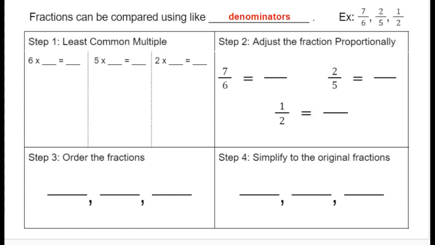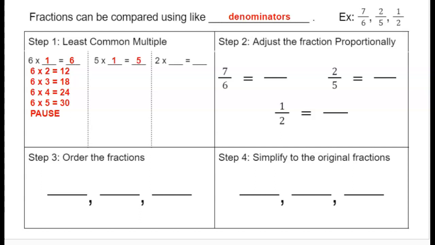We'll start with 6. If we have 6 times 1, that equals 6. 6 times 2 equals 12. 6 times 3 equals 18. 6 times 4 equals 24. 6 times 5 equals 30. And then we're going to pause since we have 6 times 5, and 5 is one of our other denominators we're looking at. So now we'll find the multiples of 5.